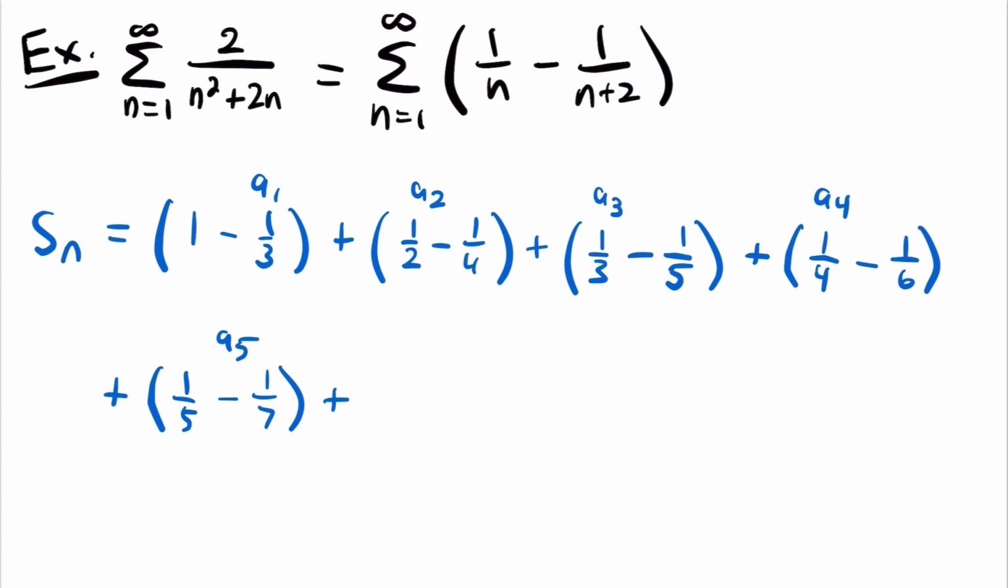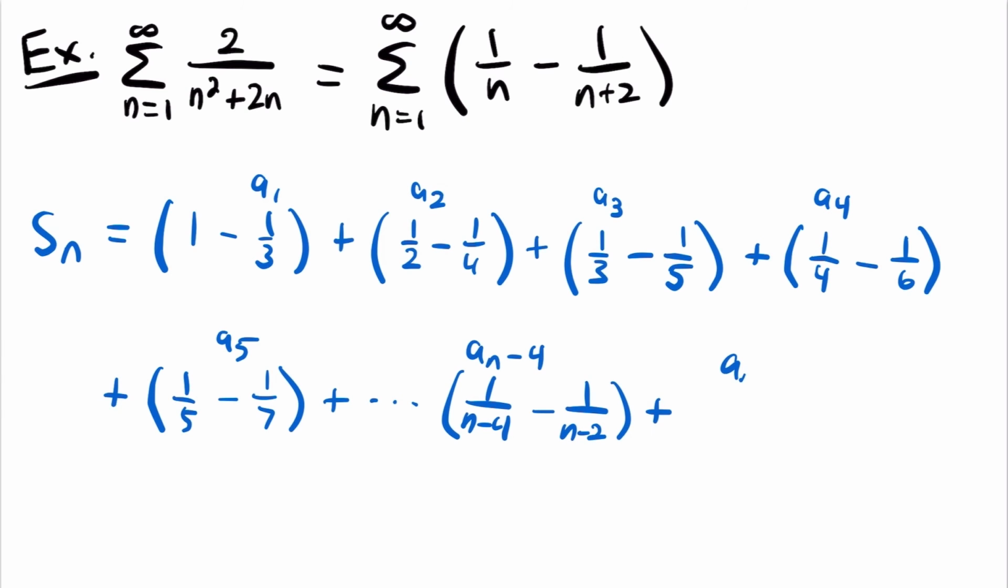And so now we can skip forward a little bit. Let's go beyond a sub 5, and let's look at a sub n minus 4. And we're going to work our way up to a sub n. In this case, n is equal to n minus 4. So we're going to have 1 divided by n minus 4, and then we will subtract 1 divided by n minus 4 plus 2. Negative 4 plus 2 is negative 2. So the denominator is n minus 2. So we'll have 1 divided by n minus 2.